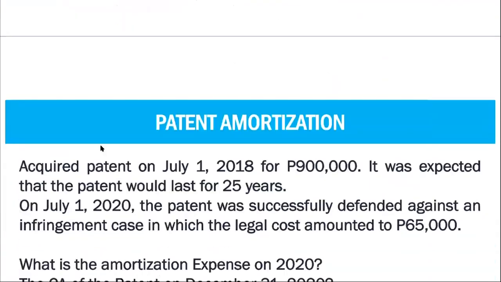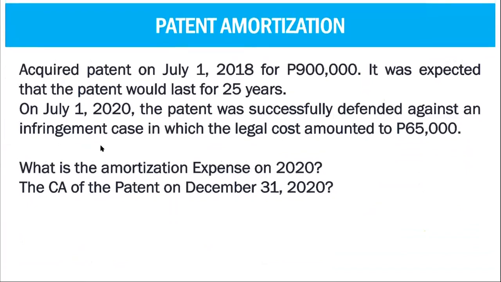Let's proceed and have an example of a patent amortization. So acquired patent on July 1, 2018 for 900,000. It was expected that the patent would last for 25 years. On July 1, 2020, the patent was successfully defended against an infringement case in which the legal cost amounted to 65,000. What will happen to your legal cost? The legal cost is expense.